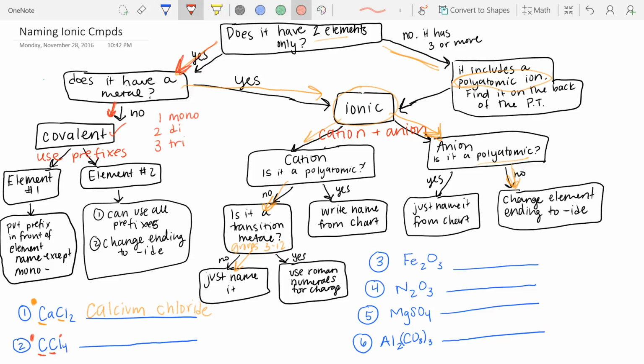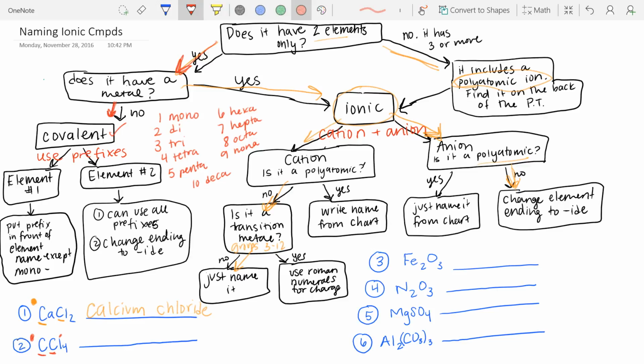3 is tri, 4 is tetra, 5 is penta, 6 is hexa, 7 is hepta, 8 is octa, 9 is nona, and 10 is deca. Okay, so those are your prefixes that you would add to the beginning of the element.